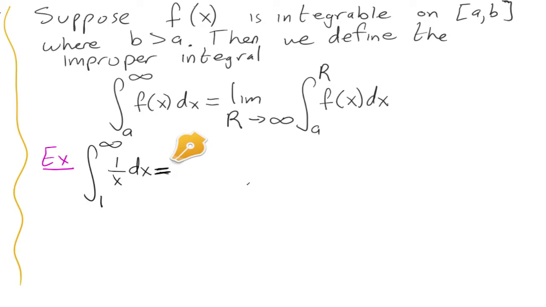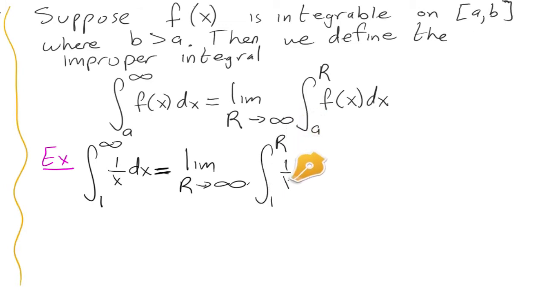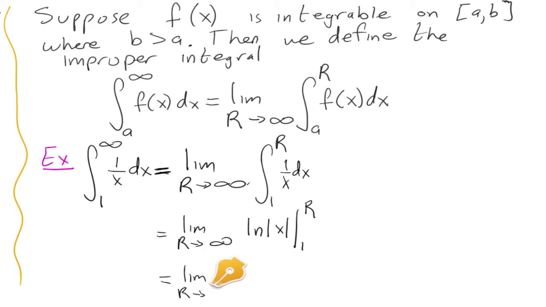All right, so before we do it, what do you guys think? Is it going to be a number or infinite? Don't know. Okay, let's do it. This is equal to the limit as r goes to infinity of the integral from 1 to r of 1 over x dx. And this is equal to the limit as r goes to infinity of, what's the antiderivative? So ln of the absolute value of x, evaluated from 1 to r. So this is equal to the limit as r goes to infinity of natural log of r minus natural log of 1. And what is that?